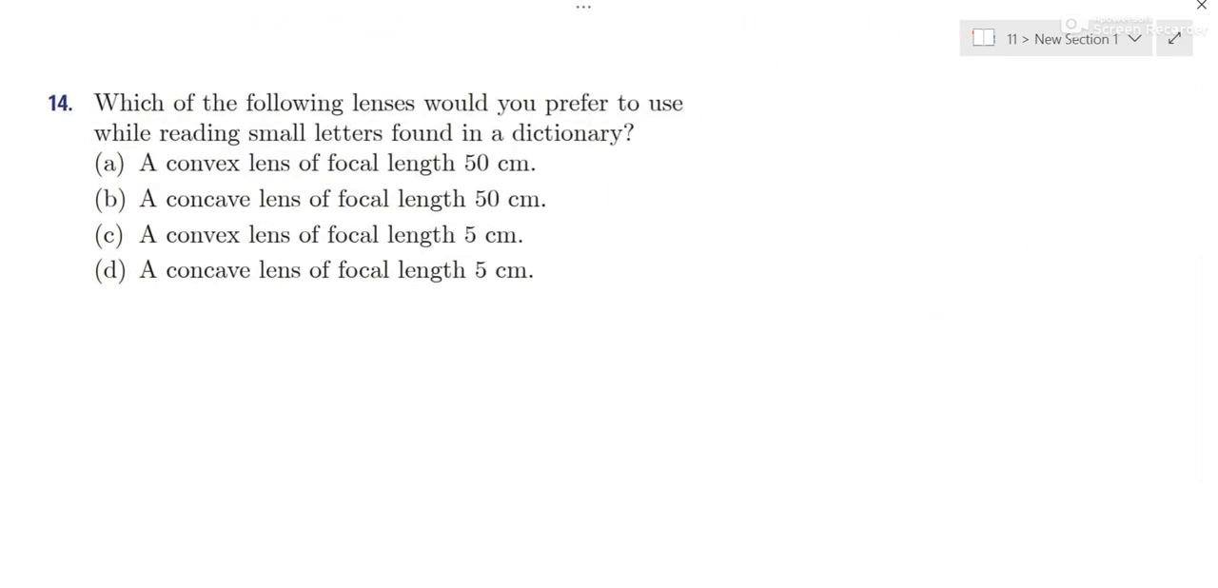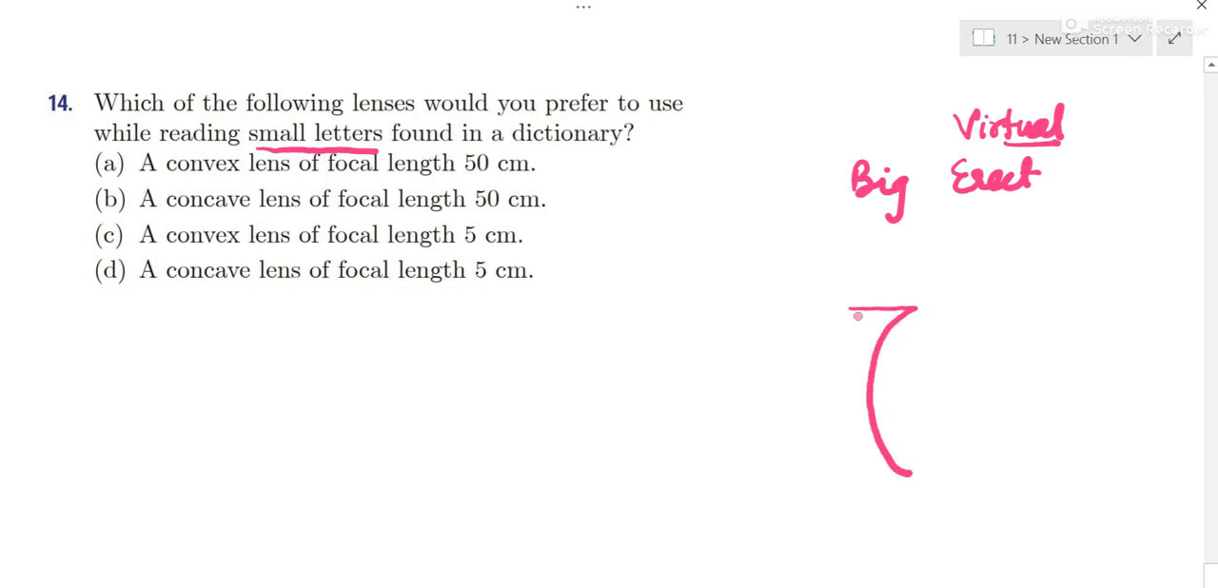Which of the following lenses would you prefer to use while reading small letters? Small letters. So we would use a lens which produces a big image. We need a big image, and erect, that is, virtual and erect. So what would you use? See, concave has got only two cases. Let us draw both. Keep the object anywhere.